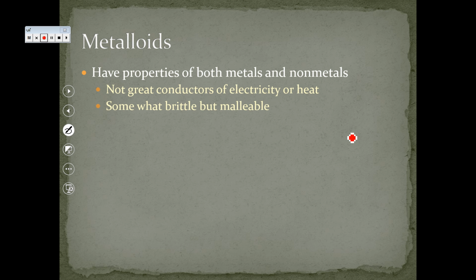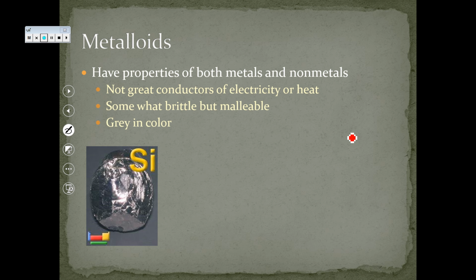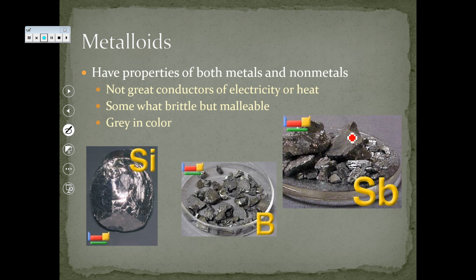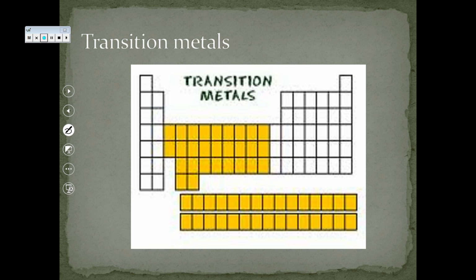Somewhat brittle, but malleable as well. They are gray in color. This is a picture of silicon. This is a picture of boron, and this is a picture of antimony.